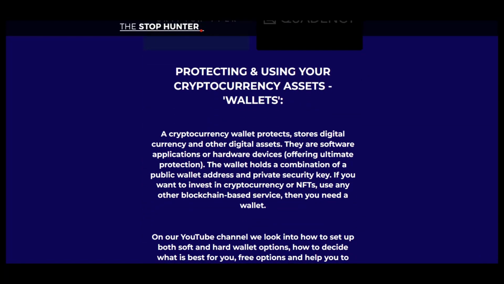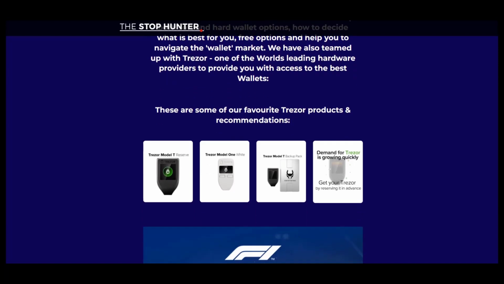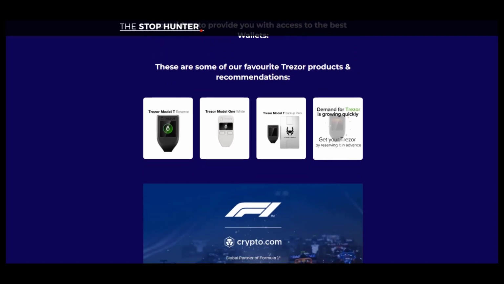And then to finish off, we've also got some stuff on securing your cryptocurrencies, hard wallets, and we recommend the use of Trezor in here, and there are some offers down there for you to follow as well. So hopefully we've got you pretty well sorted on the crypto NFT space.